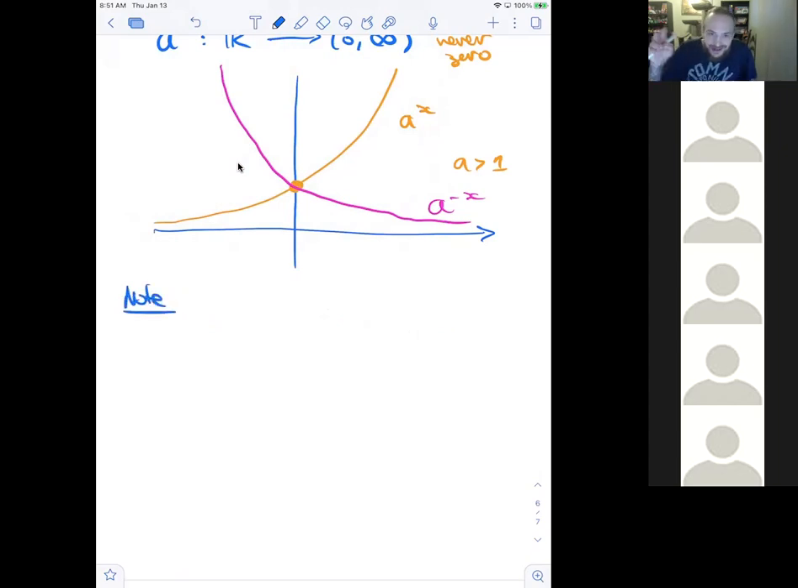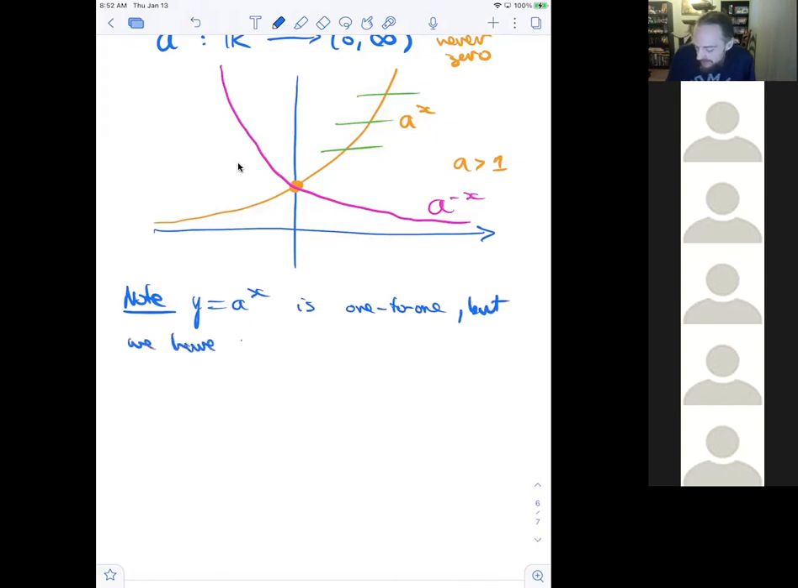But before we do that, what we're going to notice is both of these functions, a to the x or a to the negative x, they're 1-to-1. Y equals a to the x is 1-to-1. You can also show that it's monotonically increasing, so it has to be 1-to-1. But we have no algebraic way of solving for the inverse.